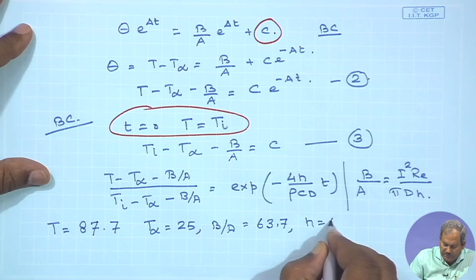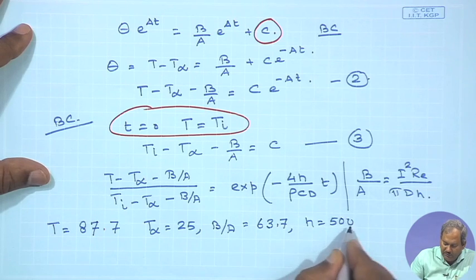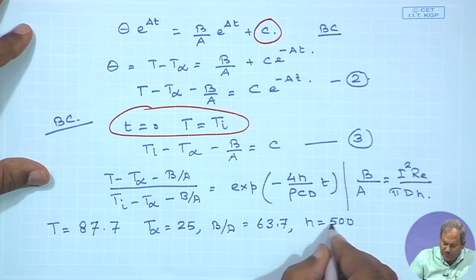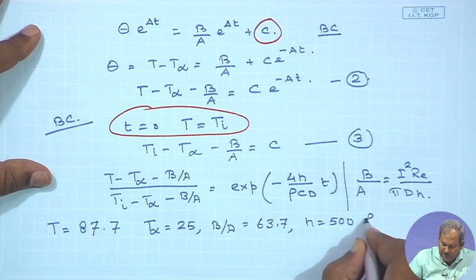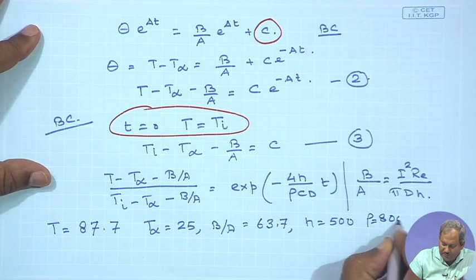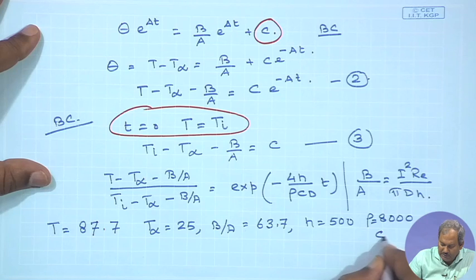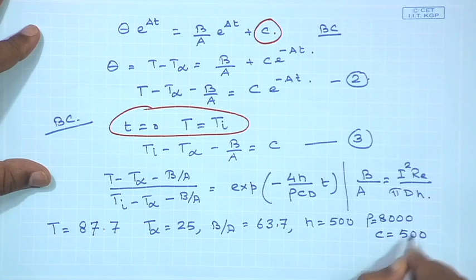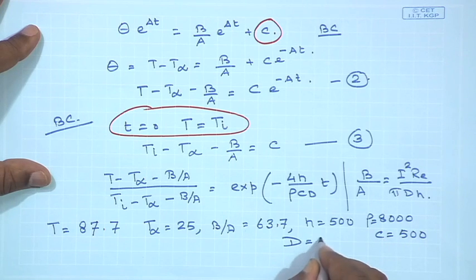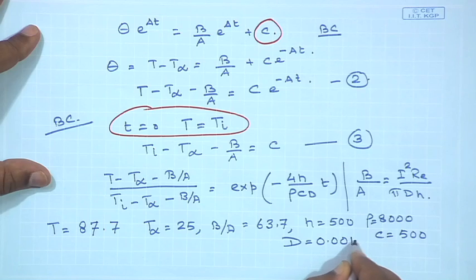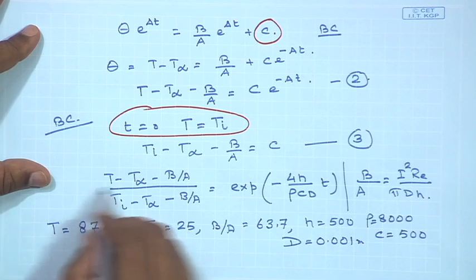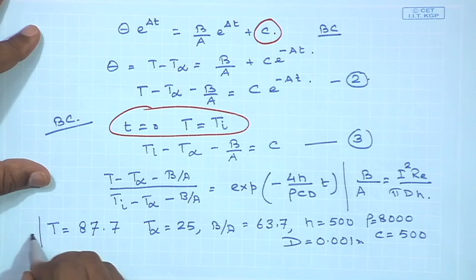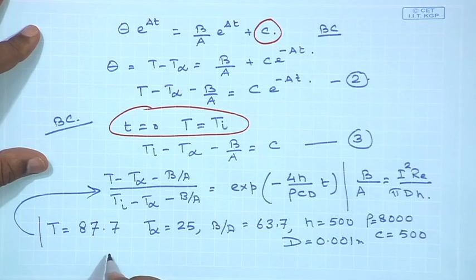The h is 500. I am not using the units; you can put the correct units corresponding to each of these terms. The rho is 8000 kg per meter cube. The C is 500, and the diameter is provided as 0.001 meter. So, when you plug all these numbers in this, you would find out the unknown time to be equal to 8.3 seconds.